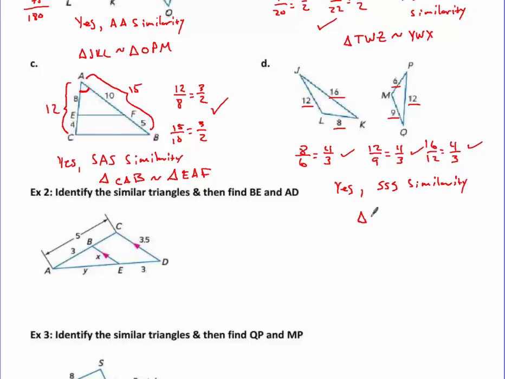And my congruent statement will say triangle LJK, or my similarity statement, sorry. Now LJ is the second to longest side, so that's MQ, and then P.